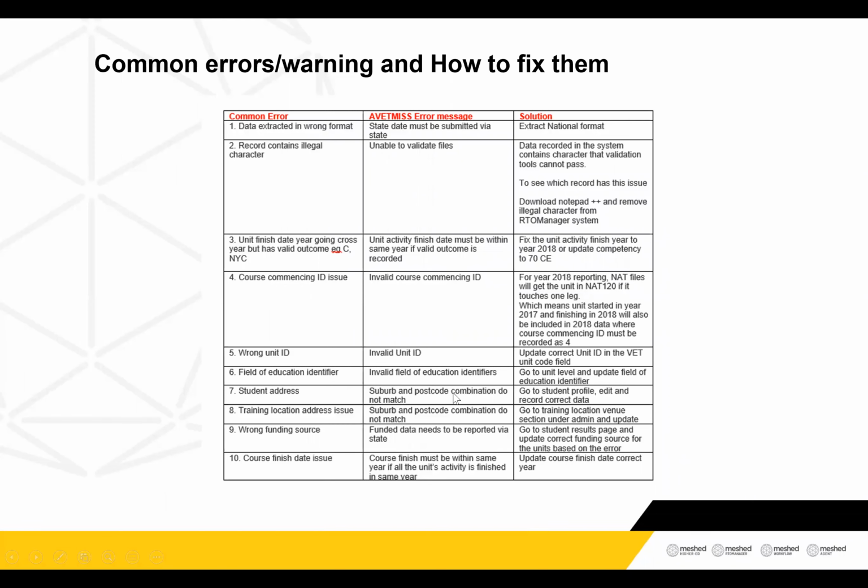Similarly, student address. This is most common. You record the wrong postcode, which does not match with the suburb. So you must fix this issue as well, because it will always return an error. During the application process, if the user types the suburb, the system will populate the right postcode. But if you have not followed the system process, that's where you may have wrong data, and then you need to fix this one.